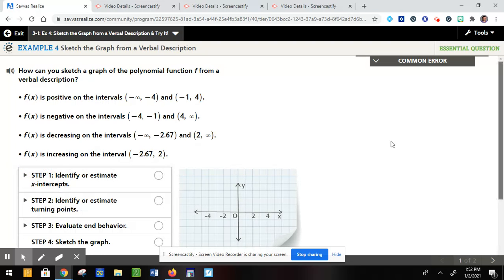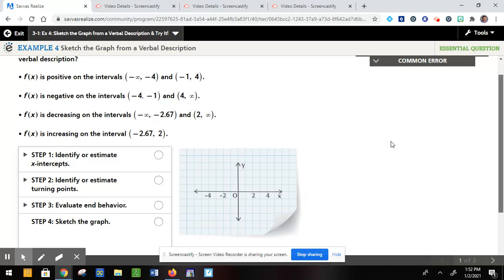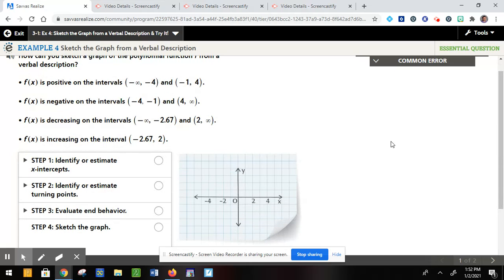So the first thing you're going to do is identify or estimate where the x-intercepts are. Well, if you know certain intervals where it's positive and certain intervals where it's negative, right in between it has to be an x-intercept because that's where it switches from positive to negative, where the y value would be 0. So in this case, they're at -4, -1, and 4.